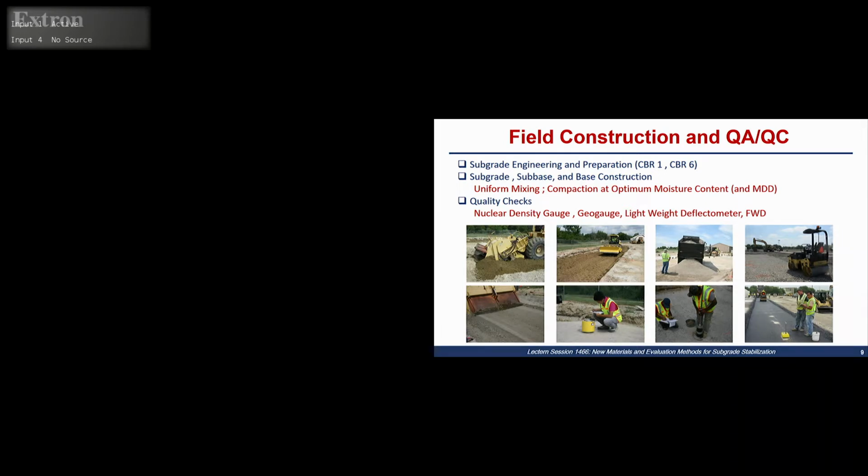And then after the subgrade engineering, we had the construction of the base and the subbase layers. So we had to ensure the uniform mixing, compaction, and optimal moisture content, and then quality checks on the different layers. So we had the nuclear density gauge to measure the density of each constructed layer, geogauge and lightweight deflectometer to measure the stiffness basically of those layers, and also to monitor the curing of the stabilized layers.